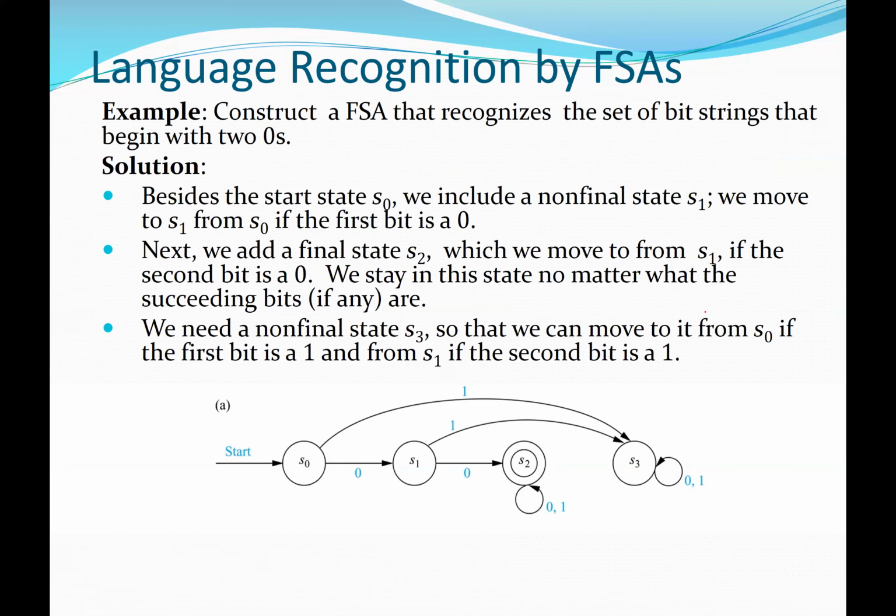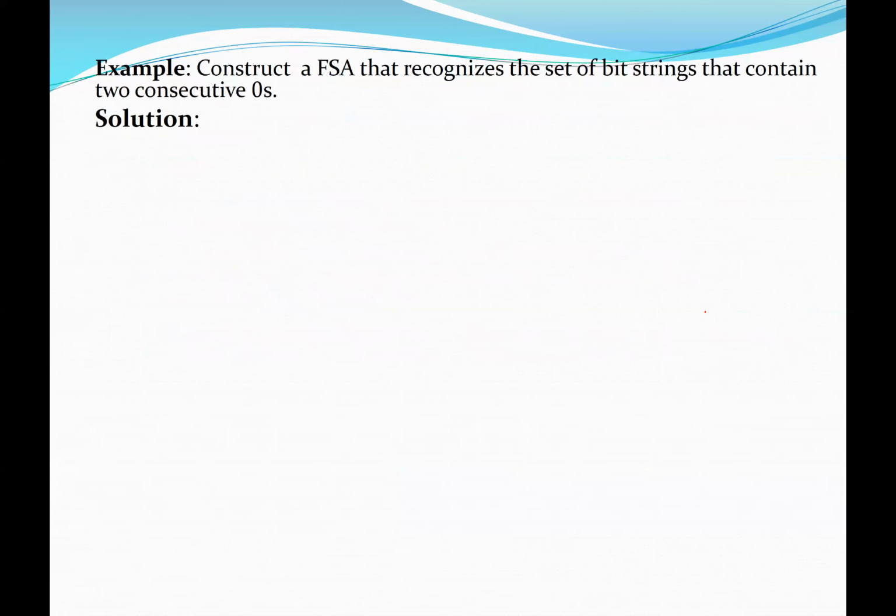Okay. So another example is to construct an FSA that recognizes the set of bit strings that contain 2 consecutive zeros. Now don't get this example misunderstood with the previous one. The previous one forced us to begin with 2 zeros, so the first 2 bits have to be 0, 0, and then you have your final state. Well, this one, the first bit doesn't have to be 0, it could be a 1, but as long as you have 2 consecutive zeros, it could be the 4th 0 and the 5th 0, they are consecutive zeros, and then you can have that.